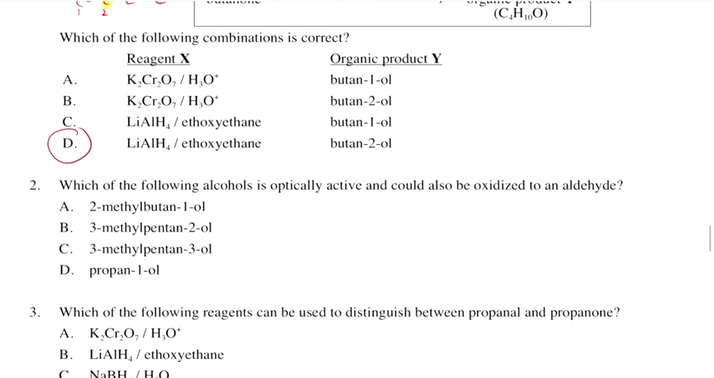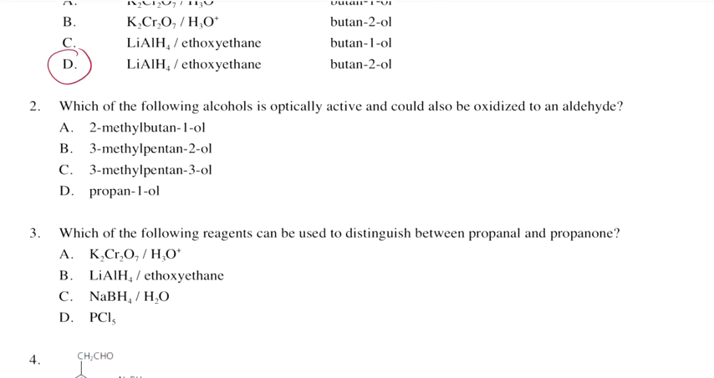Okay, and then let's move on to question 2. Question 2. Which of the following alcohols is optically active and could also be oxidized to an aldehyde? Let's check the answer one by one. First, A. We have 2-methylbutan-1-ol.